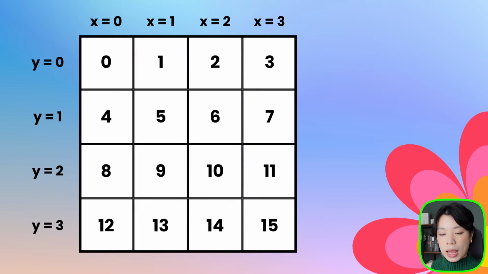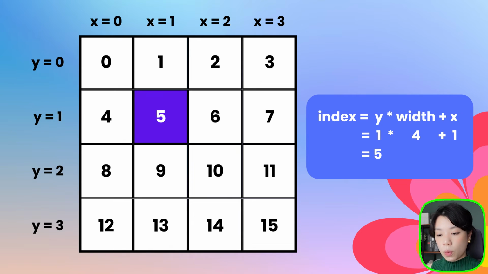And we can do that quite easily actually. So let's look at this grid of 4 by 4, that has an x value from 0 to 3 and a y value from 0 to 3. If we want to get the index value of this cell here, all we need to do is use the equation index equals y times width plus x. Y in this case is 1, the width, which is the column size, is 4, and the x value is also 1. So 1 times 4 plus 1 is 5. So the index value is 5.